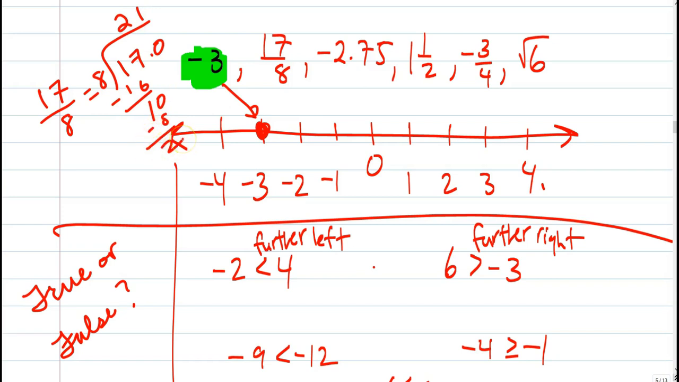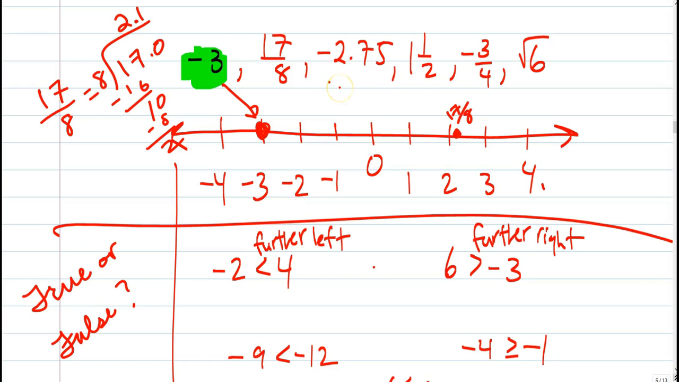I could keep going. I think I'm going to get another 2 and a 5. But what did I get? I got 2 point something. What does that mean? Well, 8 goes into 17 2 times. We had something left over, so this number is between 2 and 3. That would be our 17/8. Between 2 and 3, closer to the 2.